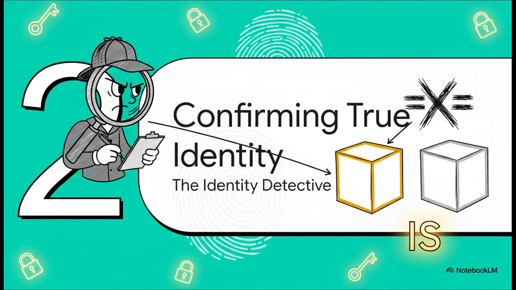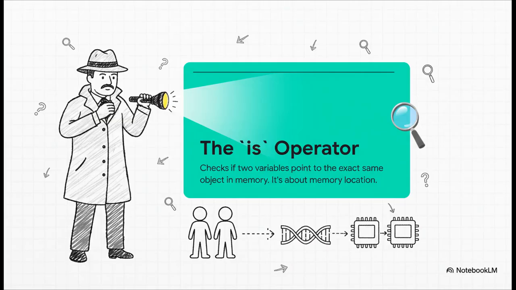All right, let's bring in our next investigator, the identity detective. Now, this one is way more strict. It doesn't care if two things look alike, it wants to know if they are the exact same thing, right down to their very core. This detective's special tool is the is operator. It checks if two variables are pointing to the exact same object in your computer's memory. You could have two identical twins standing side by side, but the is operator is basically checking their DNA to see if they are literally the same person. It's all about that memory address.